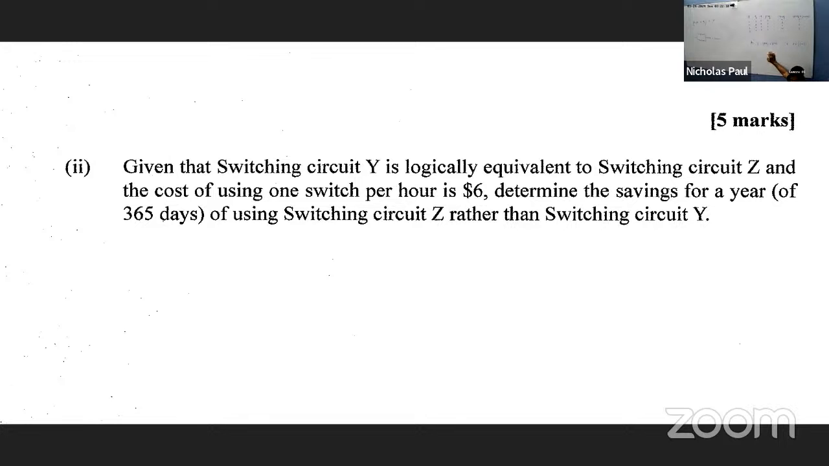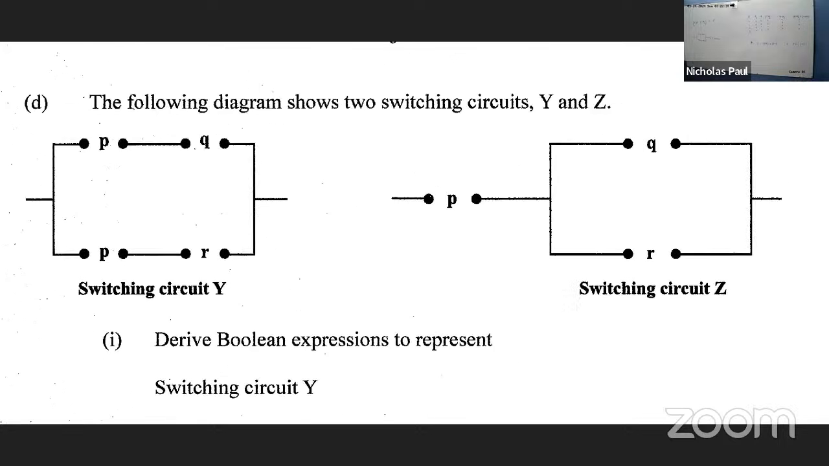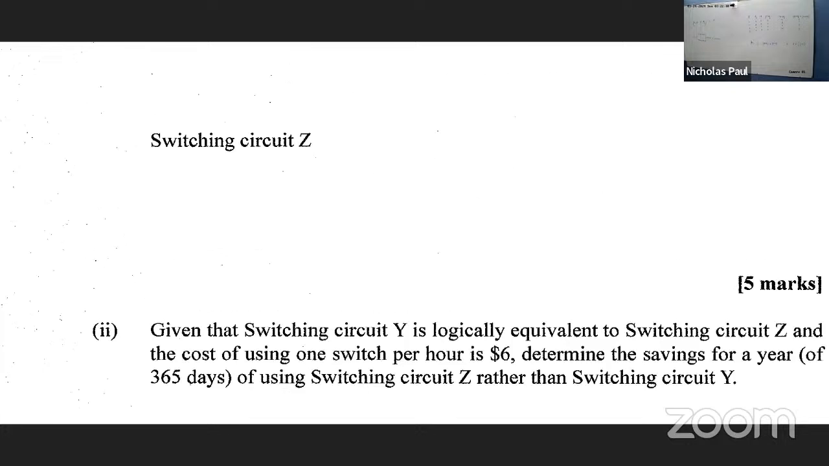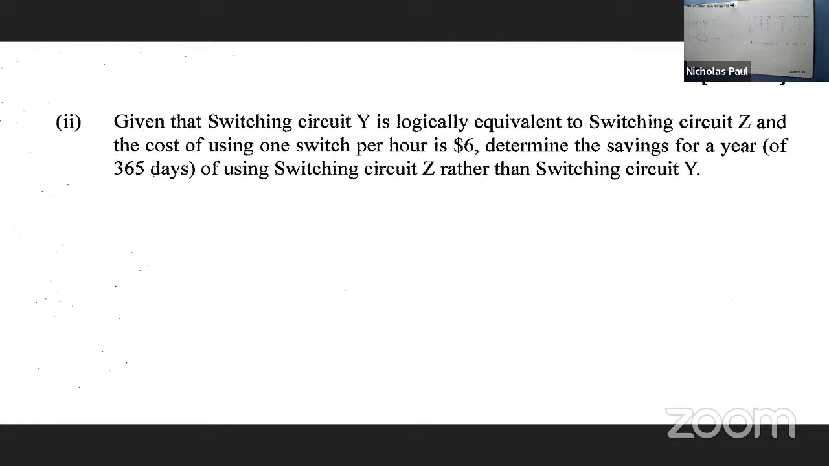So if it's here, what you did here? Oh, it just goes by the number of switches. Given that the switching circuit Y is equivalent to Z, and the cost of using one switch is 6. If you go back up here, you have 4 switches, and here you have 3 switches. The cost of using one is 6. Determine the savings for a year of using Z rather than Y.